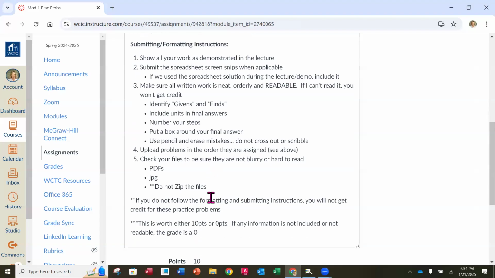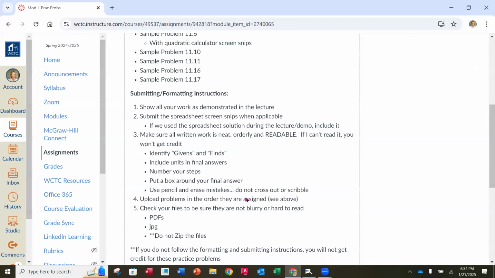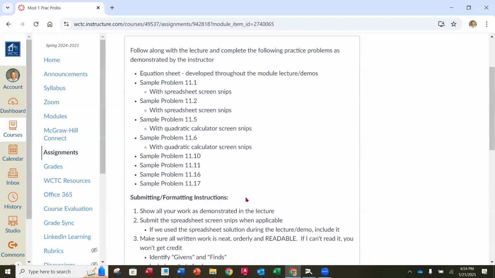If it ends up happening here and there because you just forget, that's okay. I can deal with it, but it's just easier this way. If you do not follow the formatting and submitting instructions, you will not get credit for the practice problems. Remember, this is practice problems. This is a 0 or a 10. I don't give you a 5. I don't give you a 7. It's a 0 or a 10. It's kind of like I'm doing it for completion and making sure that the formatting looks good. Okay. So any questions about the practice problems?